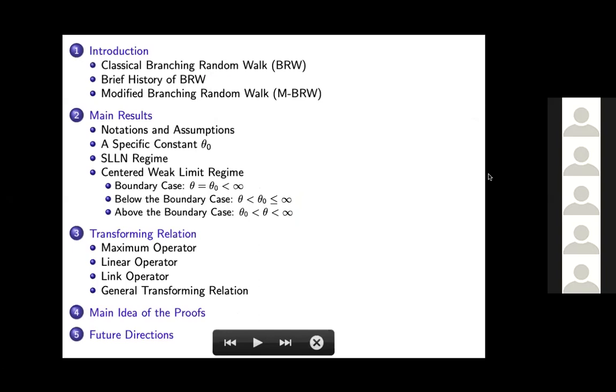So here is a brief sketch of what I'm going to talk to you about today. I'm going to give an introduction to branching random walk for people who are not necessarily familiar, and give you a brief history of it. In no way is it comprehensive. There is an enormous amount of literature on branching random walk. I'm just going to touch upon the things which we need for our work. Then I'm going to describe what we are calling a modified branching random walk. Then we'll describe the main results, which will take the majority of the time. Then I'll tell you why and how we stumbled upon those results, give you a brief idea of the proofs, and indicate some interesting future directions.